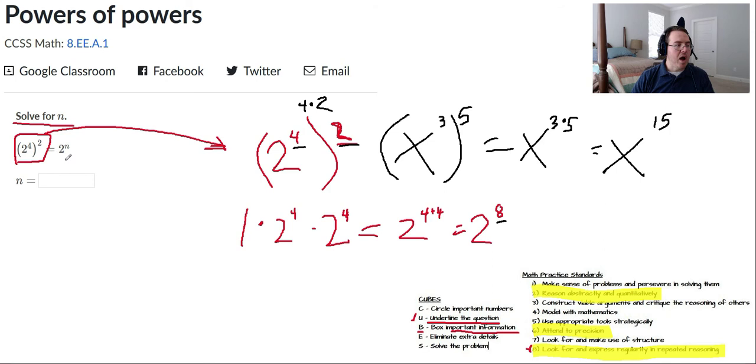Oh, I'm sorry, I almost got this one wrong. Look what it's asking. It says solve for n, so all I needed was the power, so let me back that up. All I really need to say is n equals 8. That turns out to be right, what it wanted.